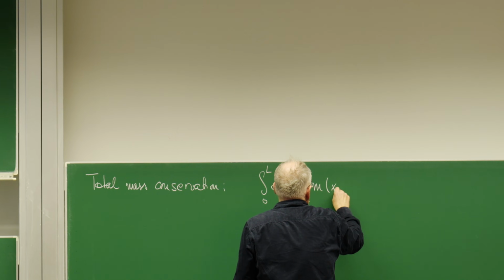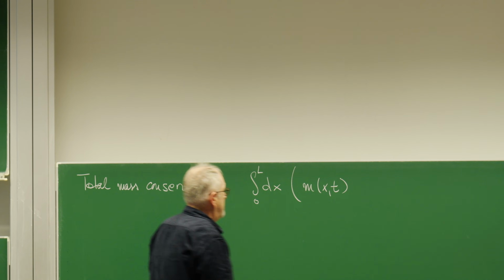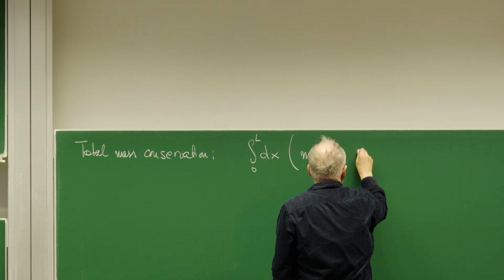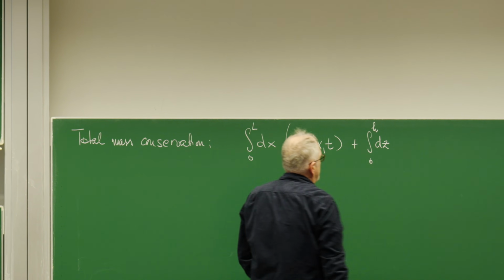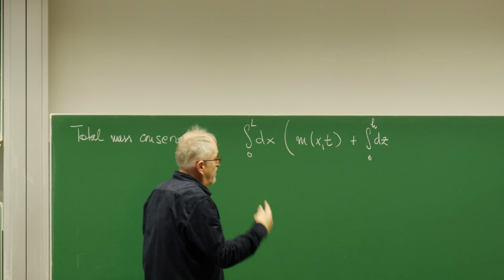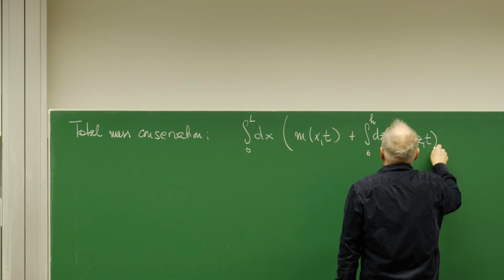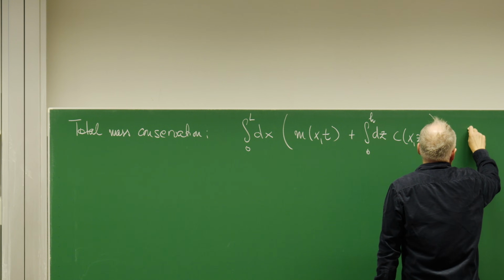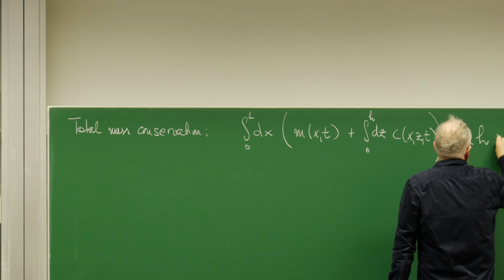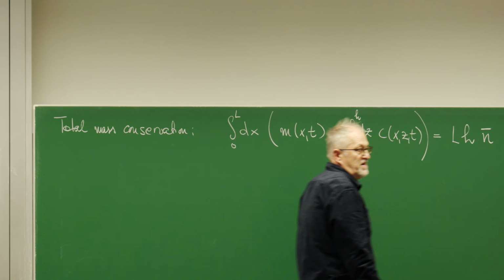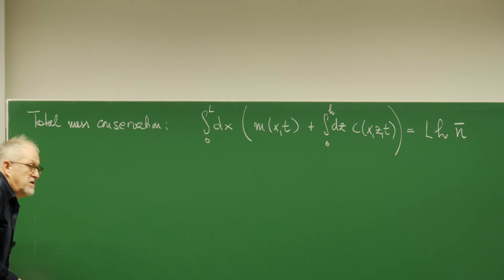Then I have here the total protein mass that comes from the membrane component. And when I want to add the mass that's in the cytosolic component, I have to additionally integrate over the z coordinate, c of x and z and t. And that's then the total volume, L times H, times the total density n bar of proteins that you have in your system. Good, now we have a setup.